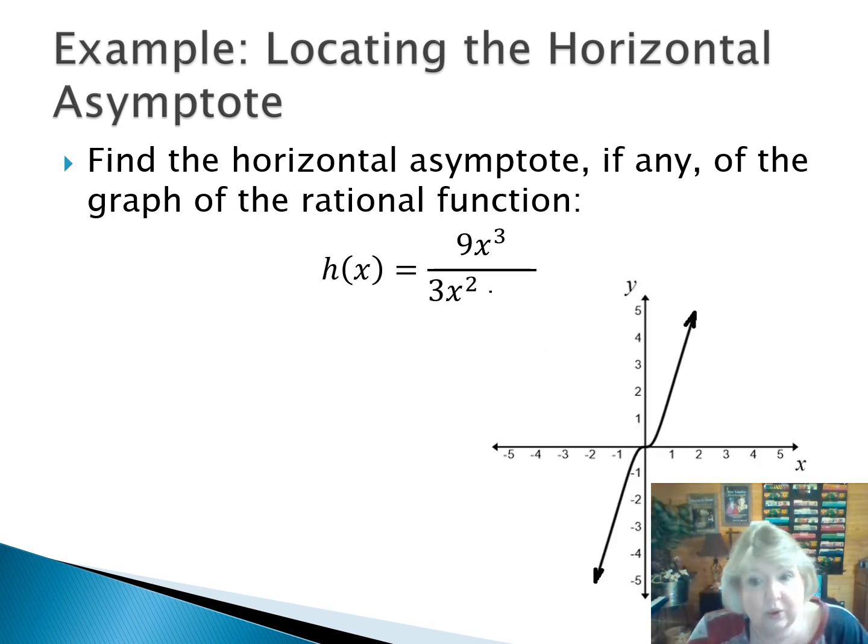So again, horizontal asymptotes have a nasty look to them, but they're really quite simple. It's all about the degree. If the degree of the numerator is greater, there is no horizontal asymptote. If the degree of the denominator is greater, the x-axis is the horizontal asymptote. And if the degrees are equal, then y equals the lead coefficient of the numerator over the lead coefficient of the denominator will be my horizontal asymptote.